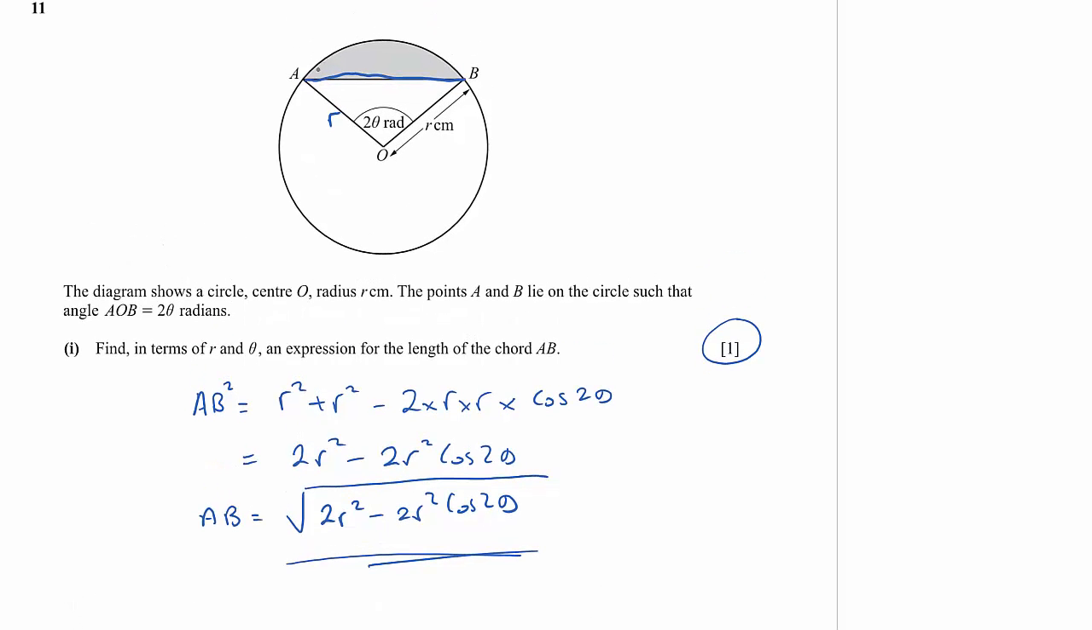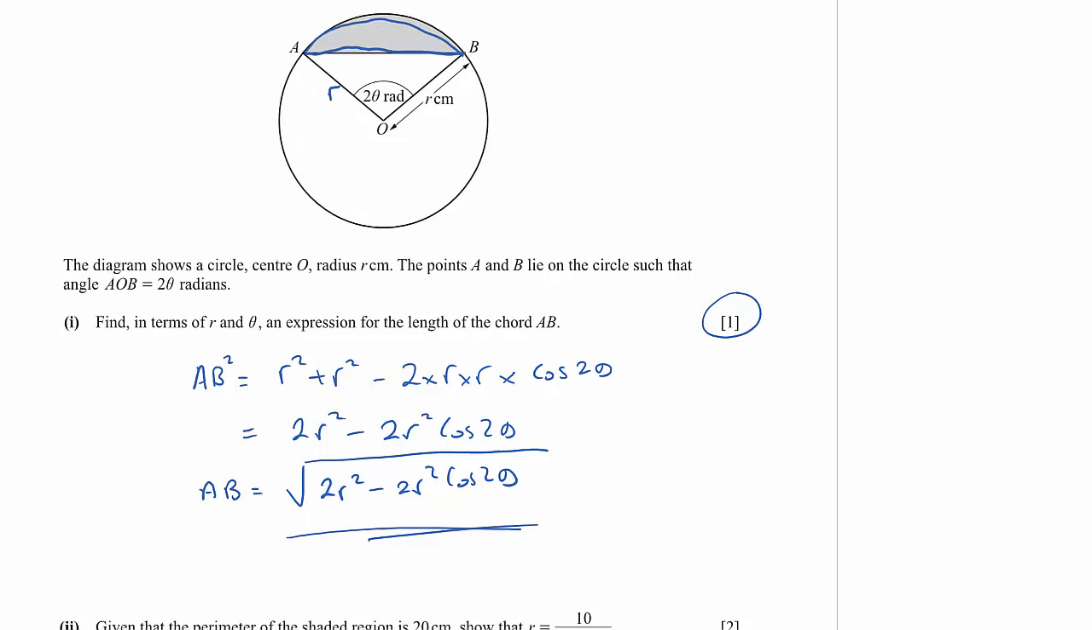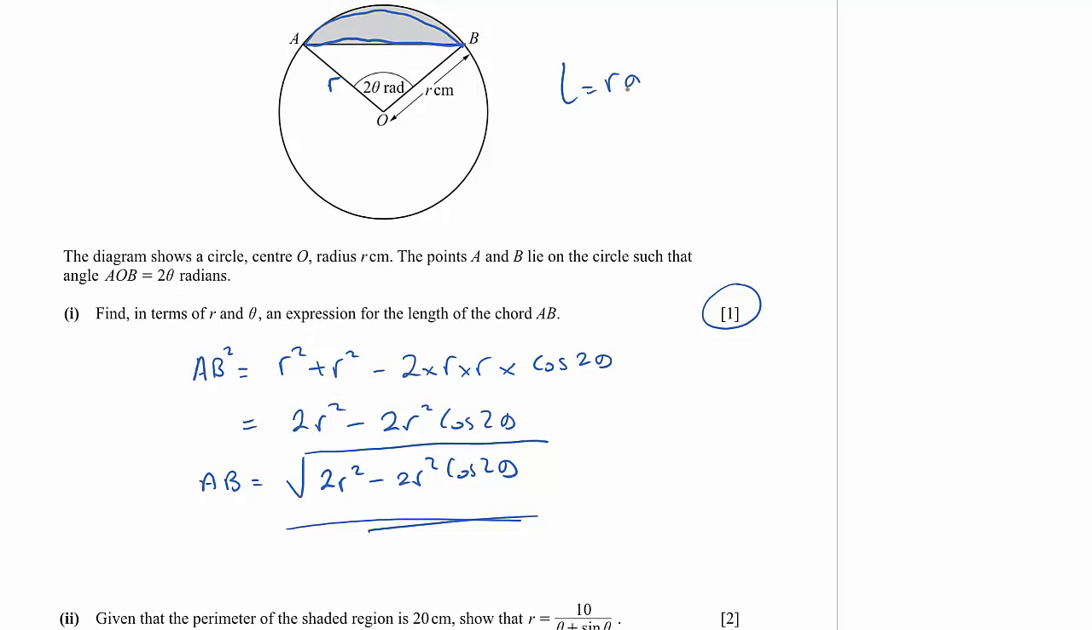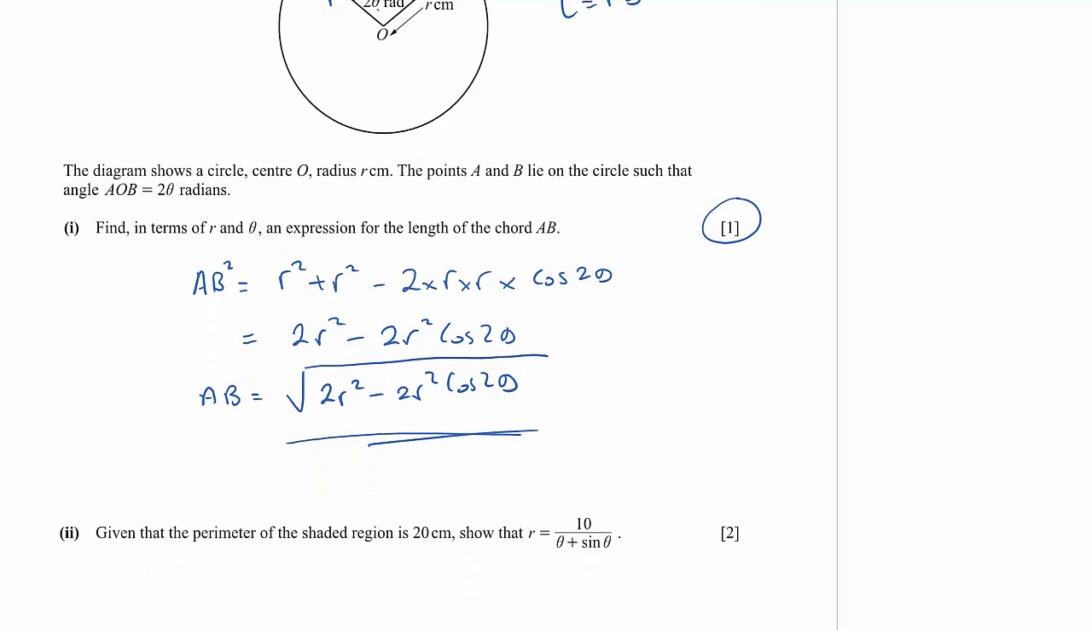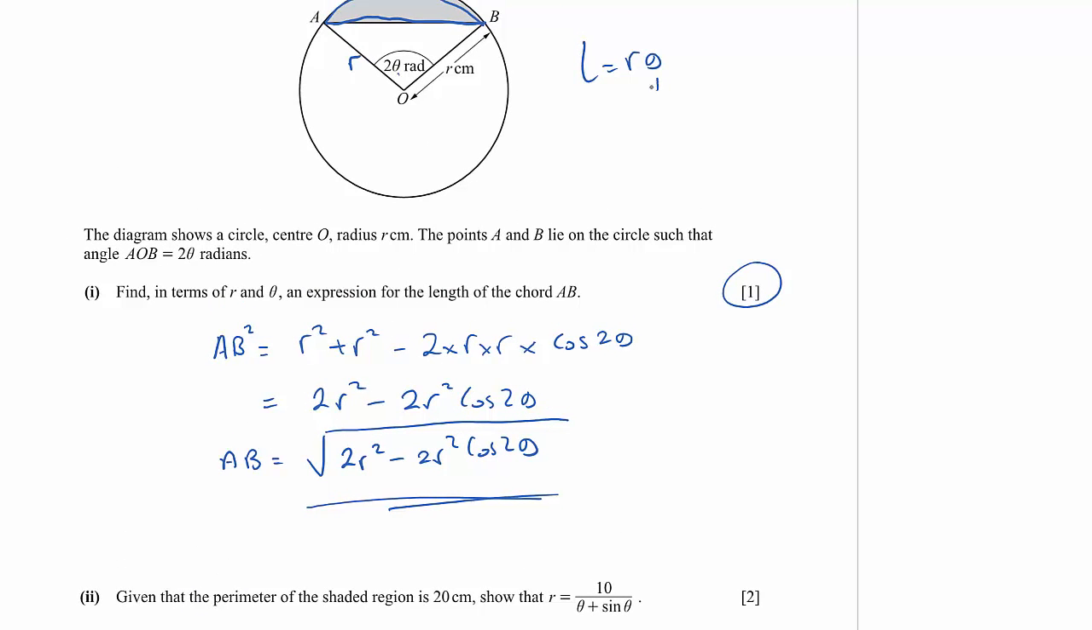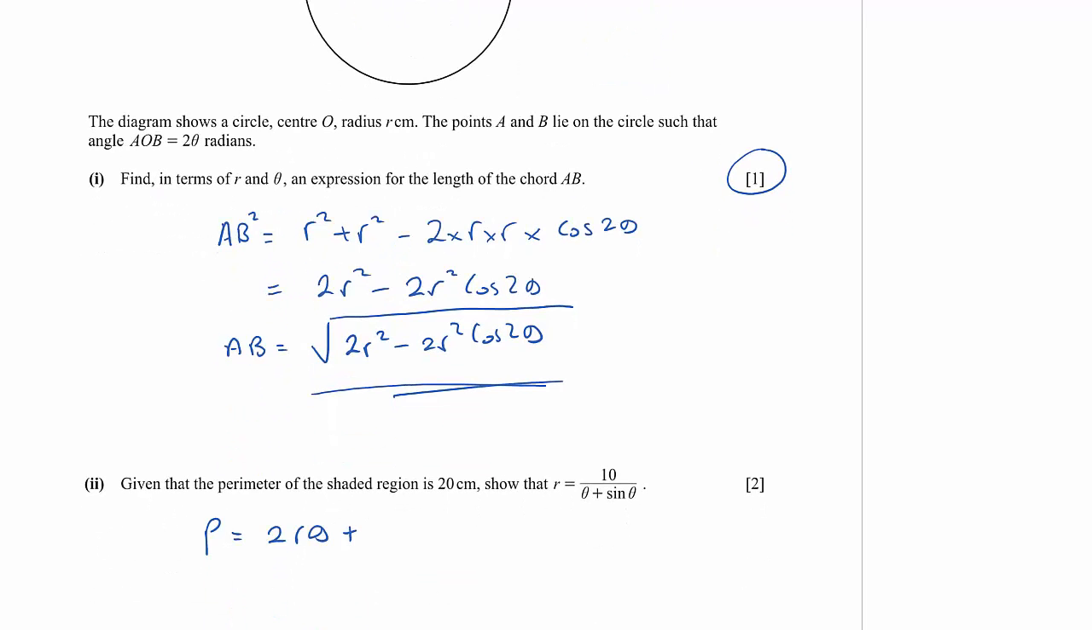Okay, so the perimeter is going to be made up of this arc. Now we know that L equals r theta. In this case the angle is 2 theta. So the perimeter is going to be equal to 2r theta, because of the angle being 2 theta, so 2 theta here instead of theta, plus the AB. So in this case I am going to take out that r, and then under the square root we've got 2 minus 2 cos 2 theta.